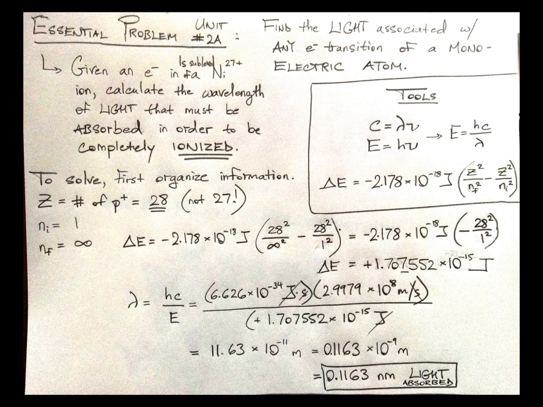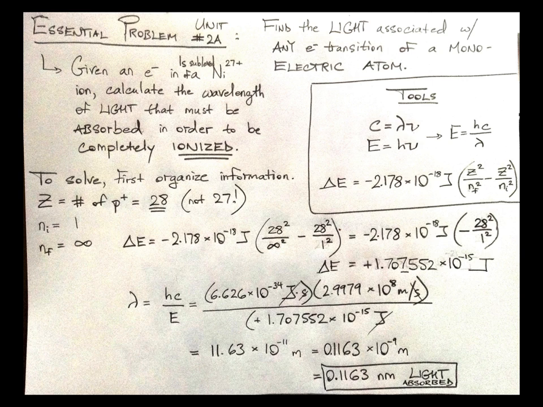n initial refers to our initial energy level. The 1s sublevel is in the first energy level. Therefore, n initial is 1. And n final, the final energy level, well, that's infinitely far away, so here we have undefined.